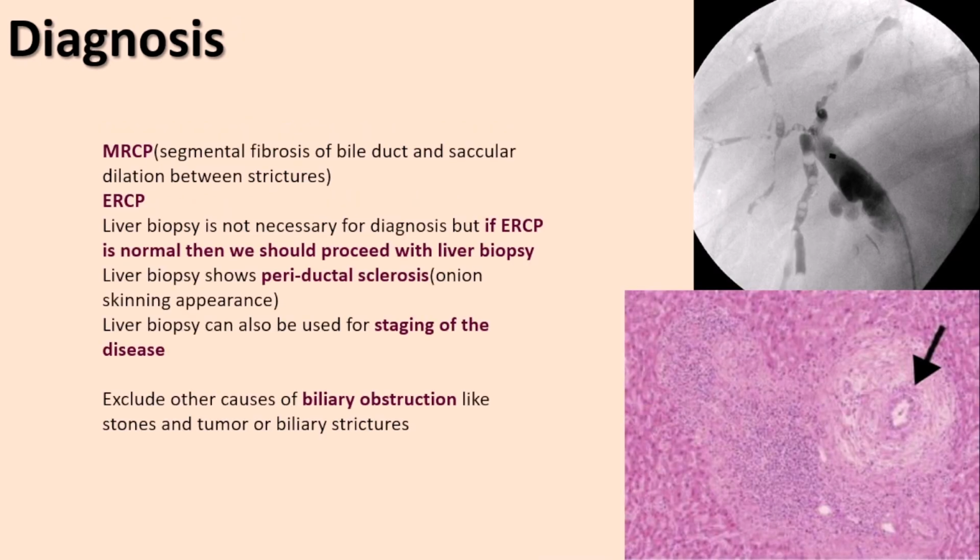Now, what are the diagnostic tools that we can use for the diagnosis of primary sclerosing cholangitis? The best tool that we use is MRCP. In the MRCP, which stands for magnetic resonance cholangiopancreatography, you are going to see segmental fibrosis of the bile ducts and saccular dilation between strictures. So here in this picture, you can see that we have stenosis and segmental fibrosis of the biliary system, and in between what you are seeing is the saccular dilation between two strictures. So this is our first diagnostic test.